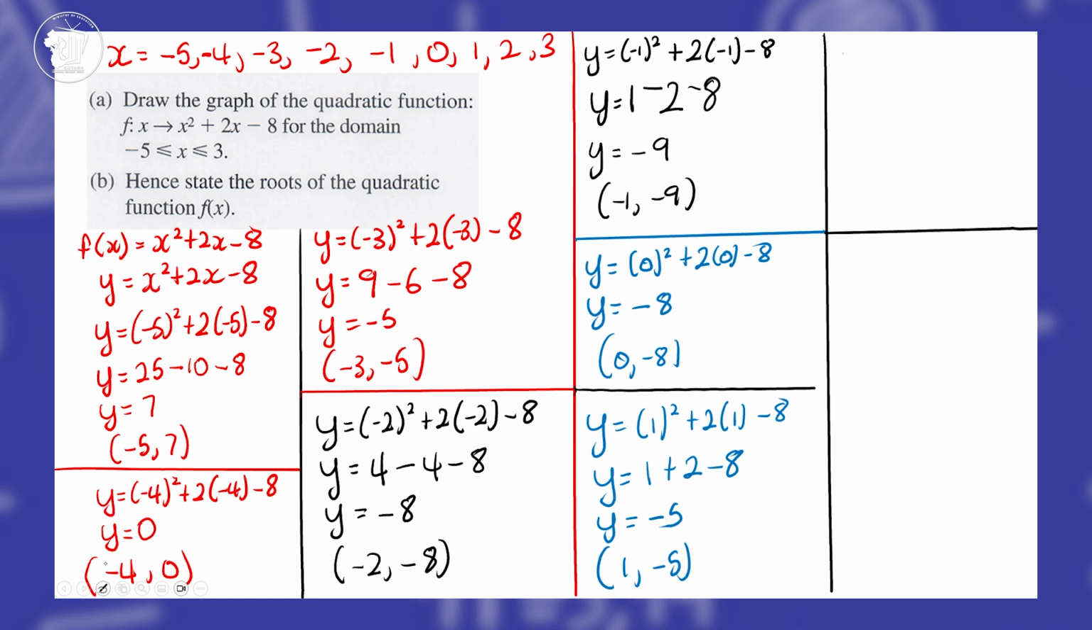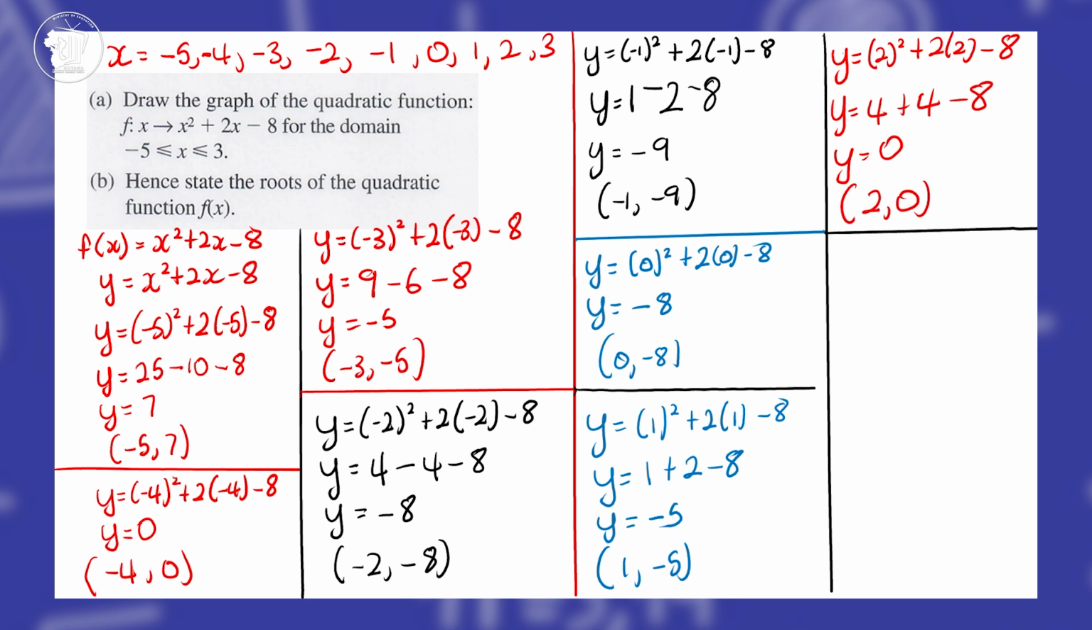Let's move on to another value for x. So we finished with 1. Now let's move on to 2. So y will be equal to, instead of x squared, we will have 2 squared plus 2 multiplied by 2 minus 8. So y will be equal to 2 squared is 4 plus 2 times 2 is 4 minus 8. So y is equal to 4 plus 4 is 8. 8 minus 8 is 0. So coordinates here would be 2, 0.